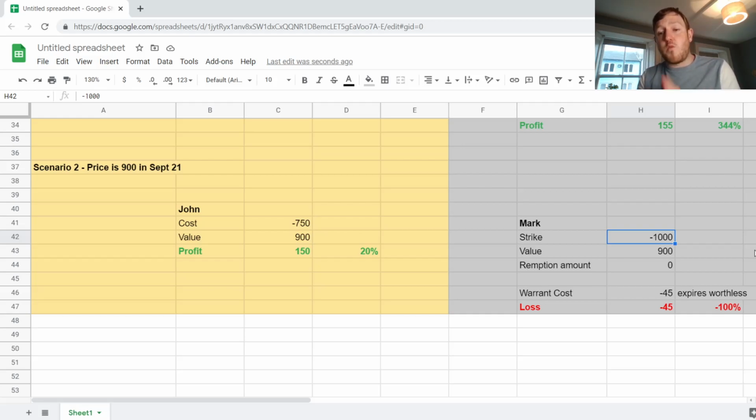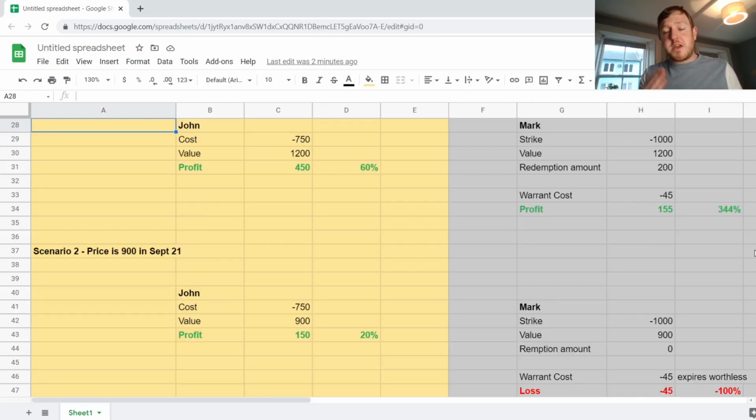His strike price is still $1,000, and the value of this Tesla stock is at $900. So he's not going to exercise his warrant. So why would you go and buy a Tesla stock at a price of $1,000 when you can go and buy it on the market for $900? So his redemption amount in that case is 0, and that means he makes a loss of 45, which was the initial cost that he paid for the warrants. So the most that he can lose is his initial investment of $45 into the warrant cost. So in this case, the warrant has expired worthless, and he has made 100% loss.